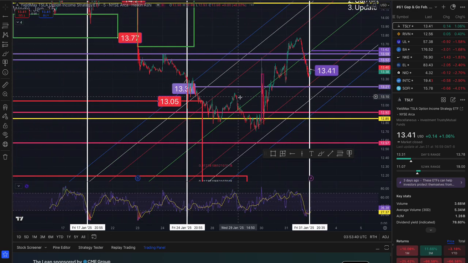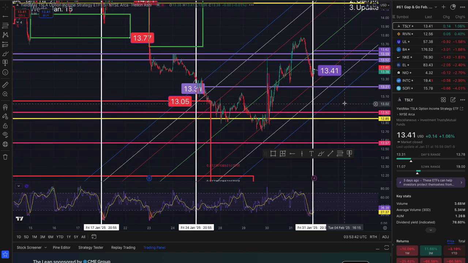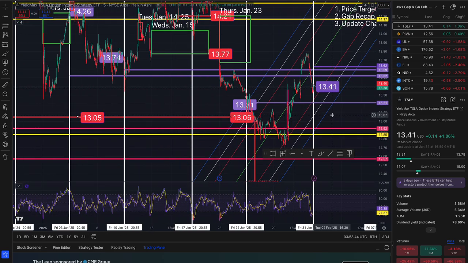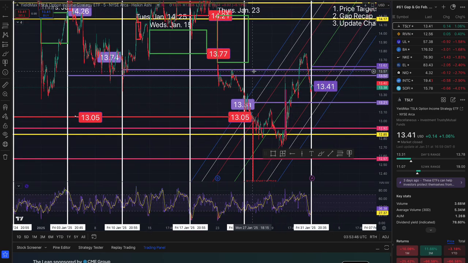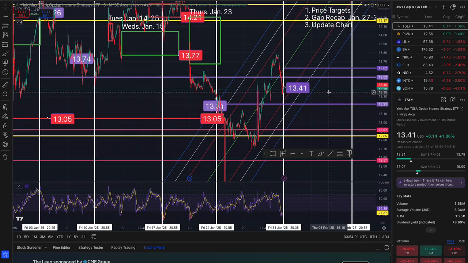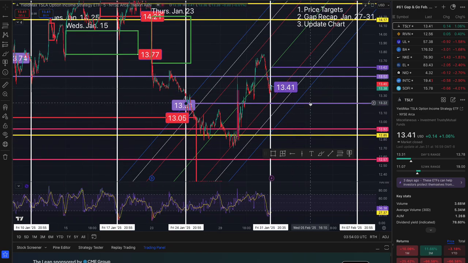I want to delete one of these lines because it's too messy at this point. So this was the previous week. And now we're here. The week before was here, and then previously here. So I'm just going to delete this one, get it out of the way. And I'll leave that one for now.